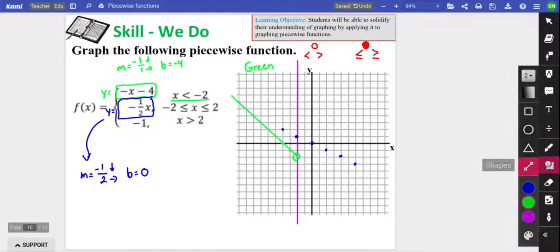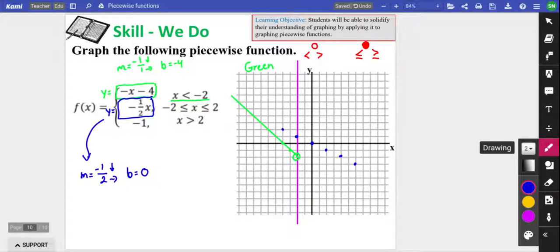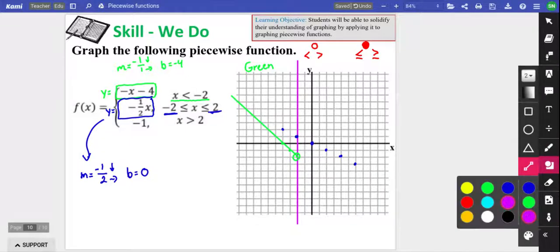Now I have to find the breaks in the line. So here I'm looking at negative 2 and 2. I already have a break, that's a purple line, at negative 2. Therefore, I will make one at positive 2. Again, this is not part of the graph. It just helps us determine which section we want.